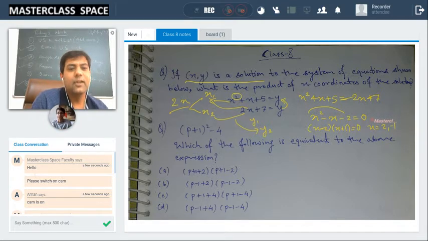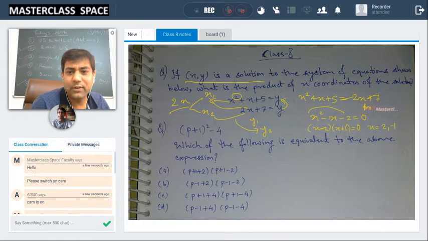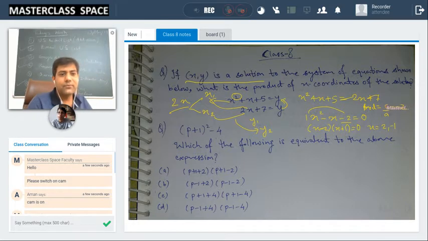Minus 2. Why do you need to do that much? You can see the answer itself. Because the product of the roots is what? C by A. What is the product of the roots? Product of the roots is C by A. Why do you need to find out all these things? C is what? Minus 2. A is what? 1. So the answer is already there, minus 2.